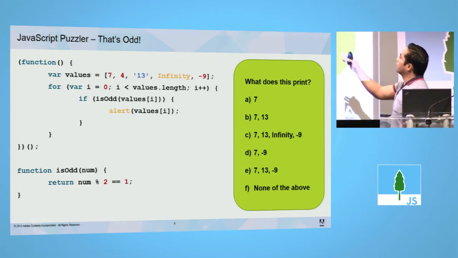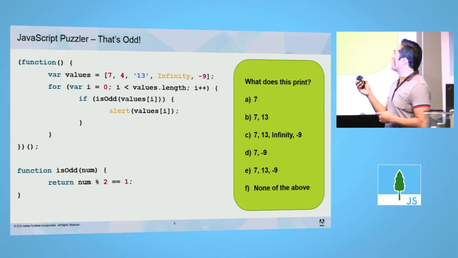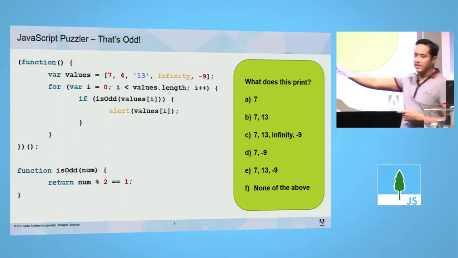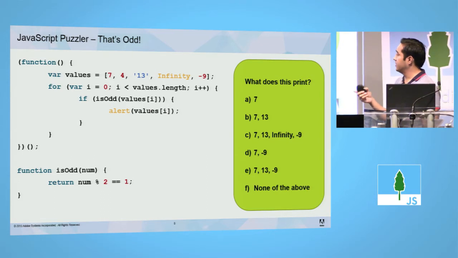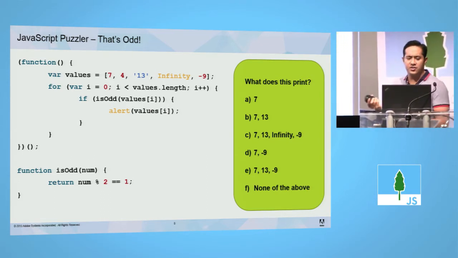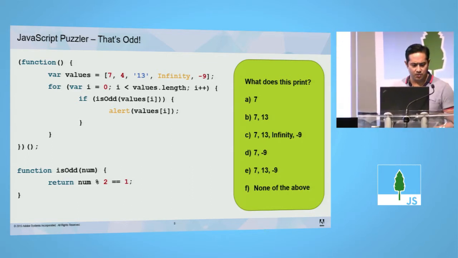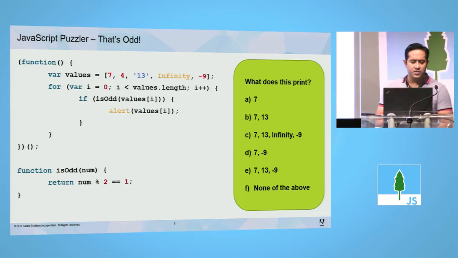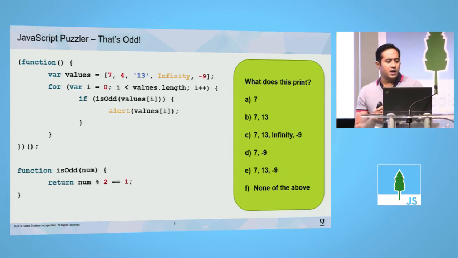Then we have a for loop, which is going to iterate through this array. For each value in this array, we're going to call isOdd. And in isOdd, we return num modulus 2 equal 1. So we're checking to see if the remainder is 1, essentially checking to see if the number is odd. For 7 mod 2 should equal 1, so that should display. 4 mod 2 should be 0, so that won't display.